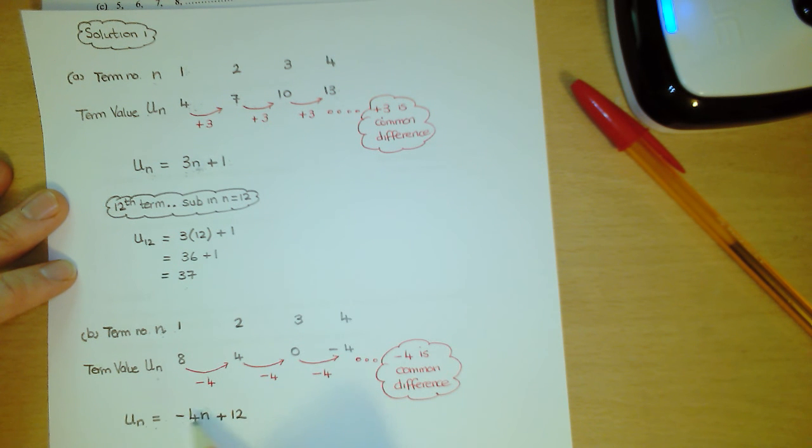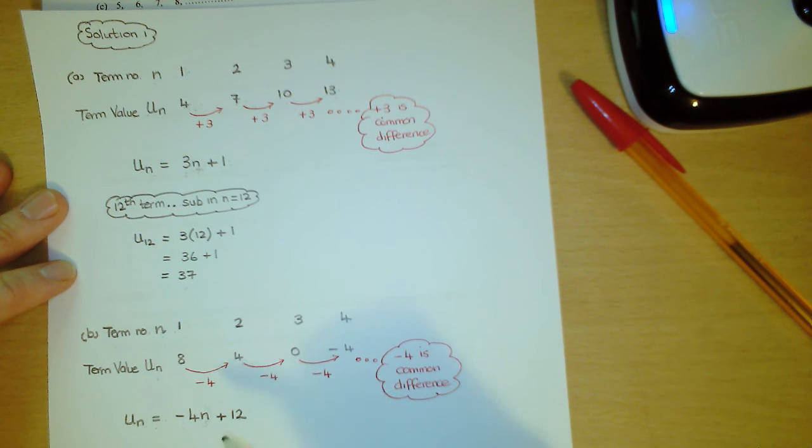So minus 4 times 1 is minus 4. Add on 12, that's going to give you 8, so it works. Does it work for the next pair of numbers? So chuck in n as 2, minus 4 times 2 is minus 8, and then minus 8 plus 12 is going to give you 4, so it works.